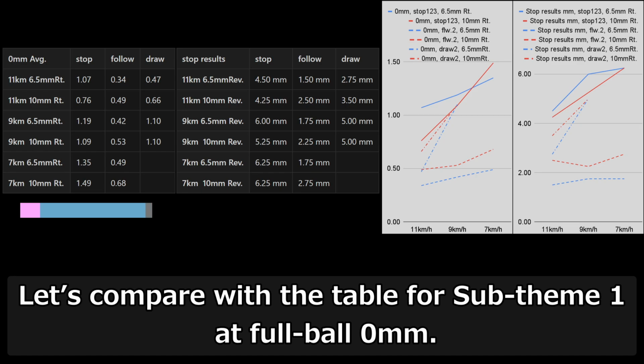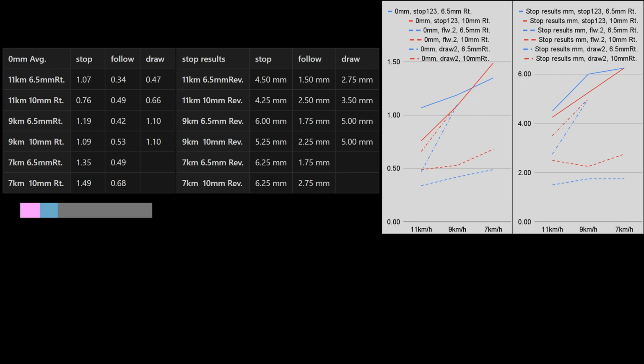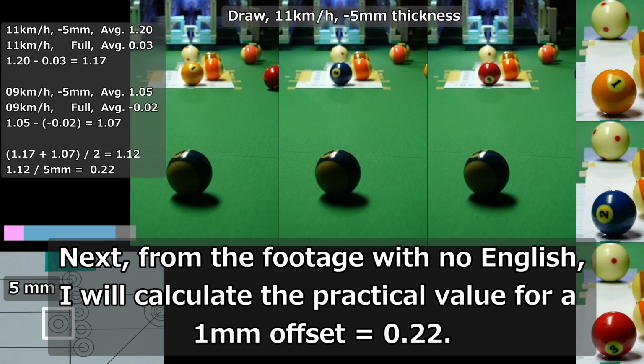Let's compare with the table for Sub-theme 1 at full ball 0 millimeters. The throw amount of the object ball at full ball 0 millimeters and the thickness required for the cue ball to stop seem to be proportionate. Well, that seems reasonable. Next, from the footage with no English, I will calculate the practical value for a 1 mm offset, which equals 0.22.